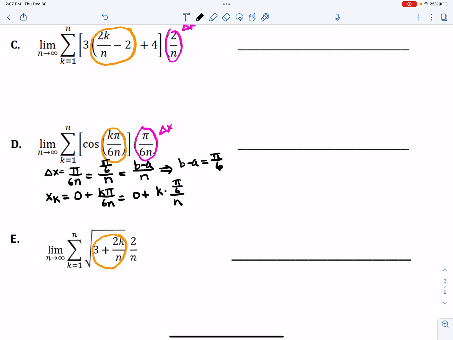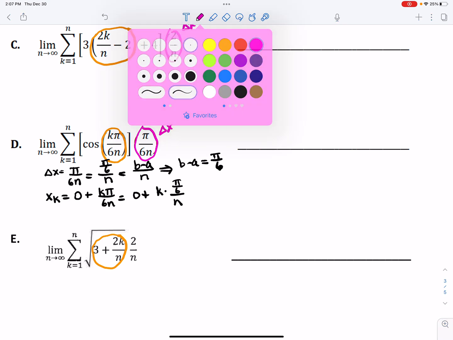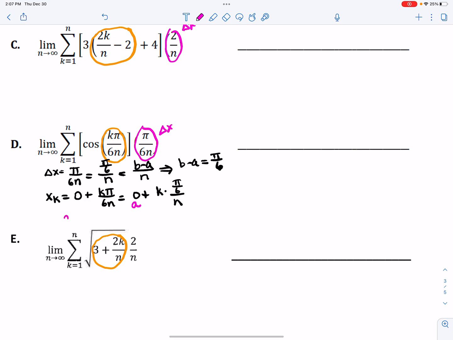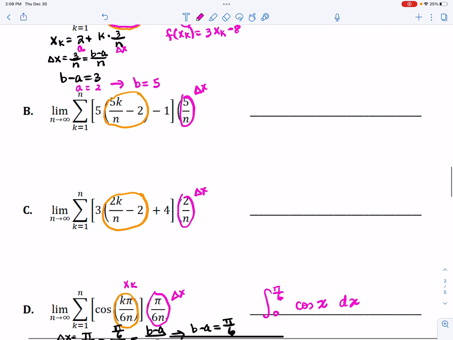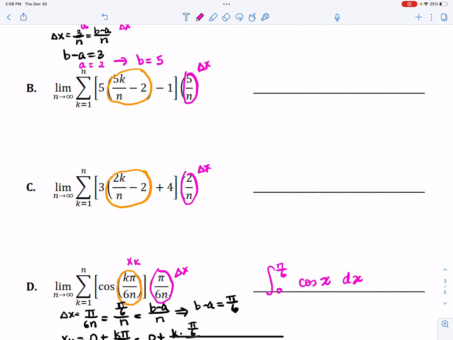Since a here seems to be 0, because once we know what x sub k is, we know what a is, if a is 0 and b minus a is pi over 6, then b must be pi over 6. So our limits of integration are 0 to pi over 6. And what's happening to x sub k is that we put a cosine in front of it. So it's just cosine x with respect to x. And that's our integral. Okay, so now I'd like you to pause this video and try problems B, C, and E by yourselves.